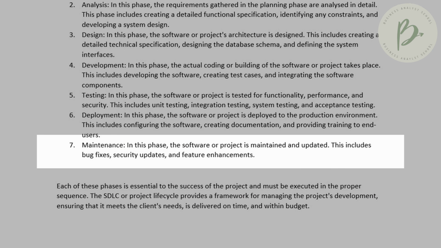This is where the software or project is maintained and updated. This could include your bug fixes, your security updates, and feature enhancements. Maintenance comes about when you have deployed your system, you have deployed your software, and then in the use, you have tested it and everything is fine, right? But in the use of that system, bugs and certain issues might come up. So this is where the maintenance stage is.